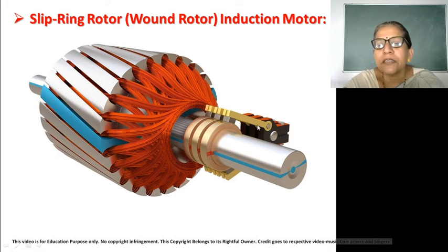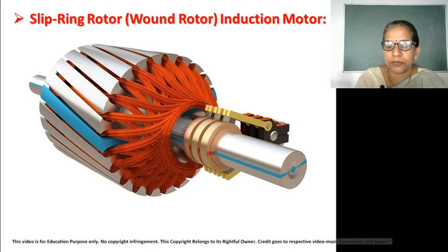Whereas the brush is just touching the slip ring. When it touches the slip ring, the current which is flowing through the slip ring will enter the brush, but there is no joint between the two, so there is no problem of twisting or open circuiting of that connection. So that is the advantage of slip ring and brush.